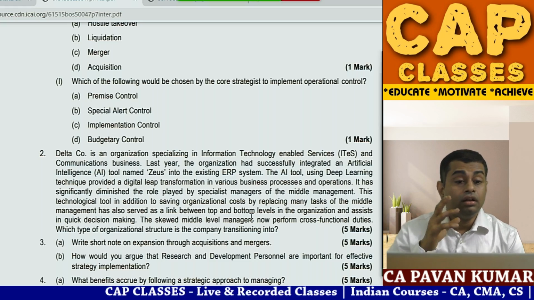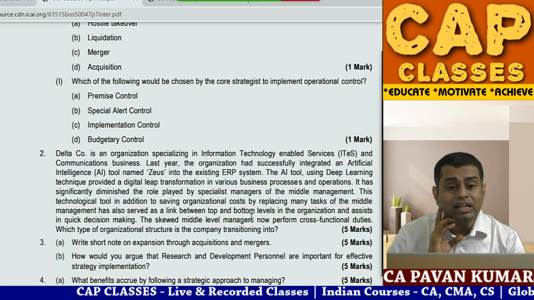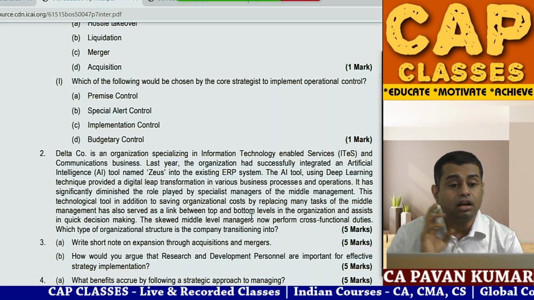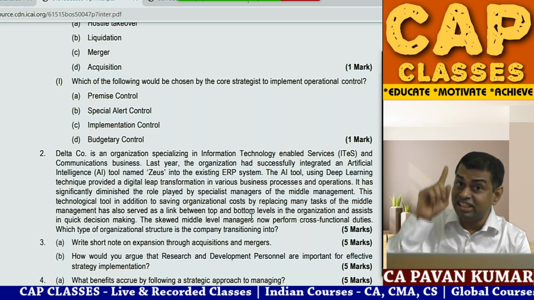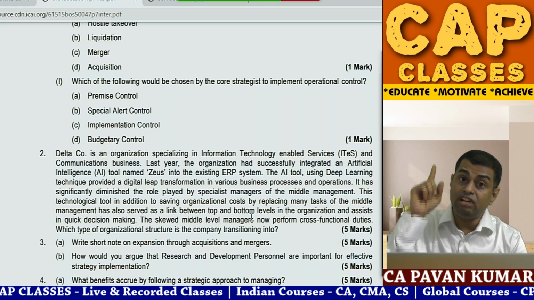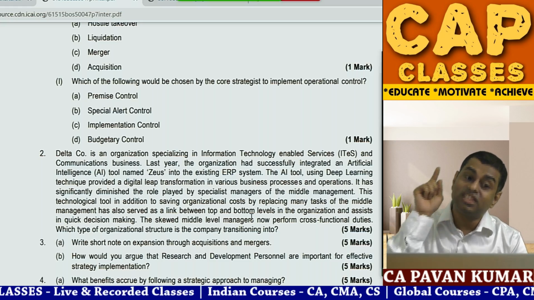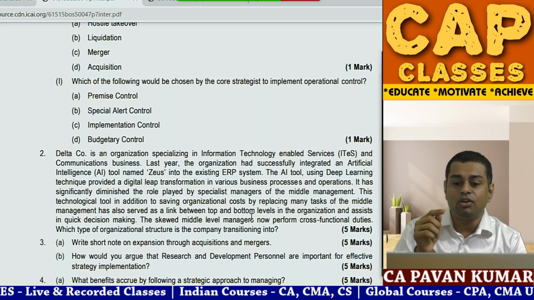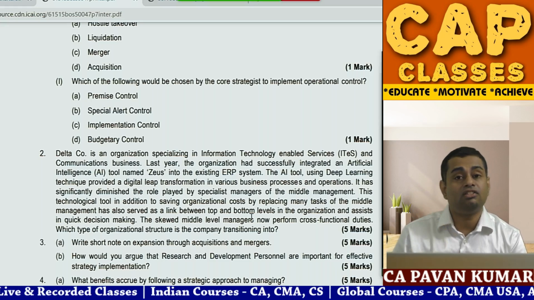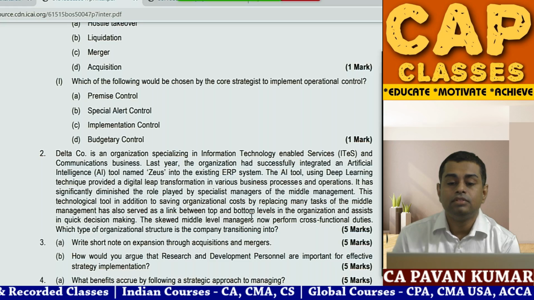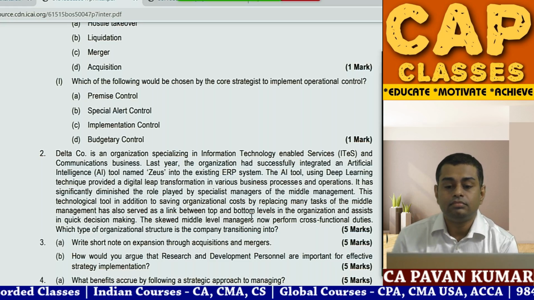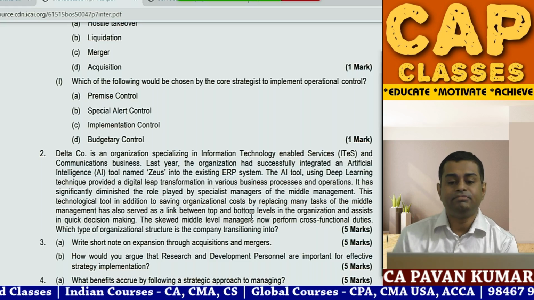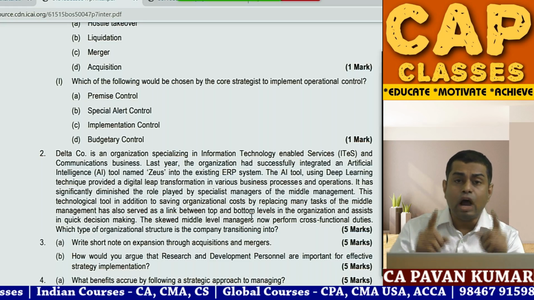Okay. So, which of the following would be chosen by the core strategist to implement operational control? Is it premise control? Premise control is strategic control. Special alert control, strategic control. Implementation control, strategic control. Budgetary control is an operational control. So, what is the correct answer? D. Correct.